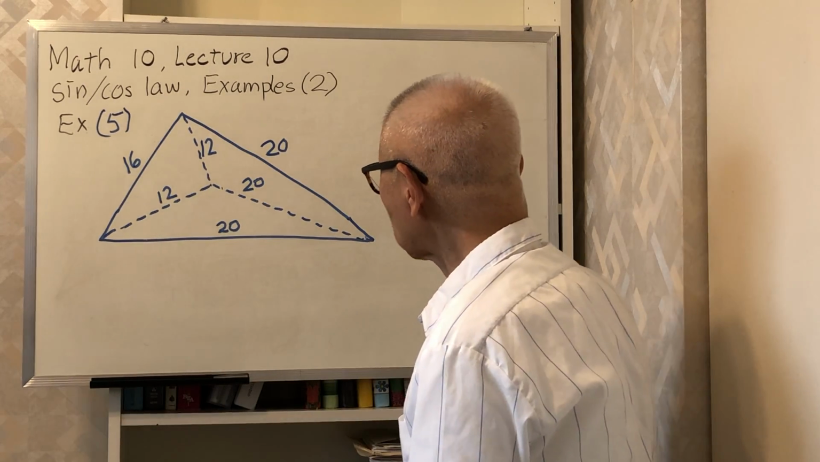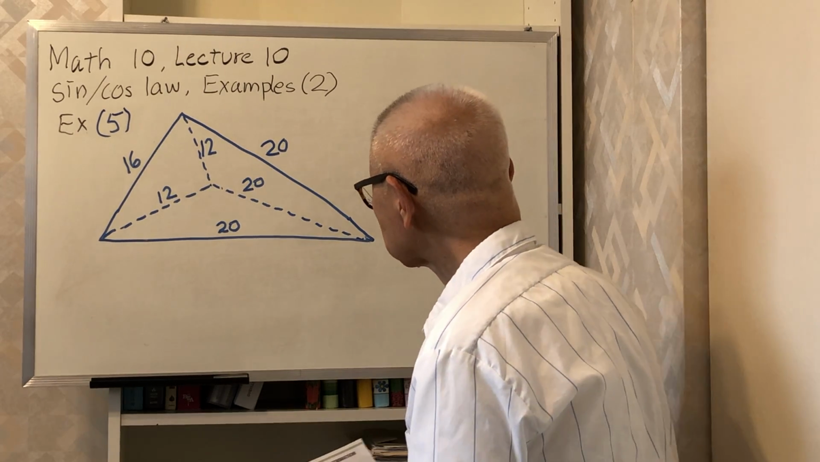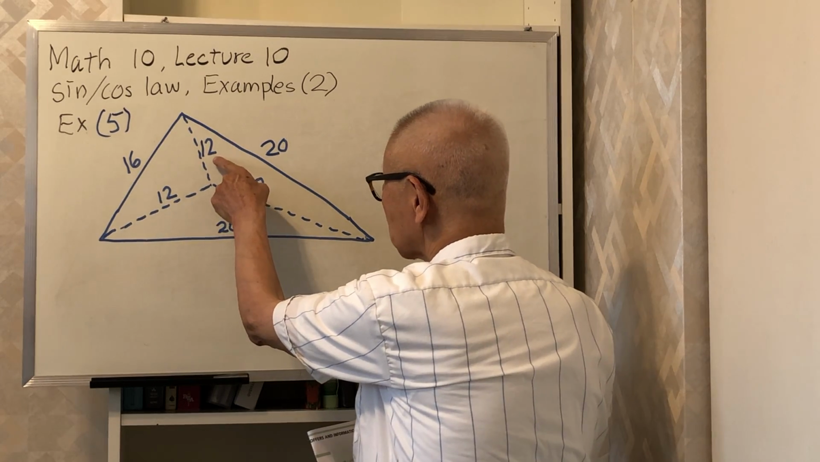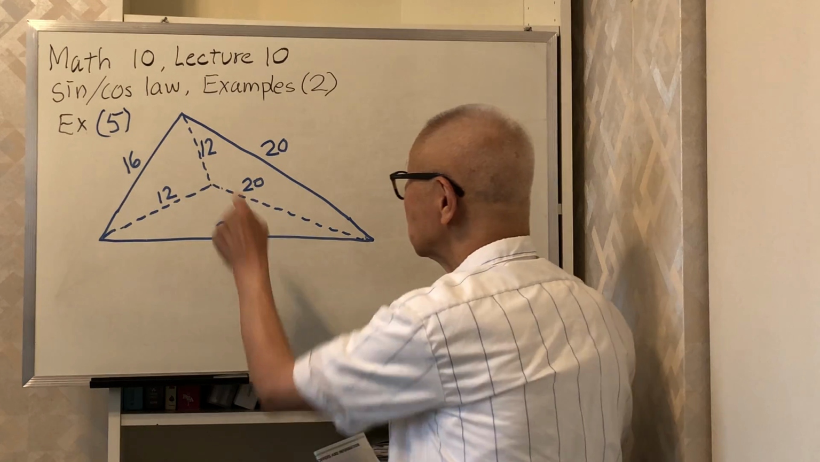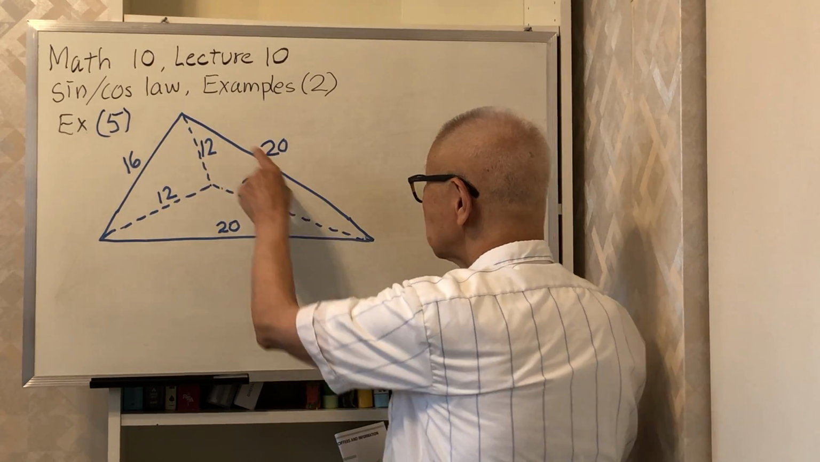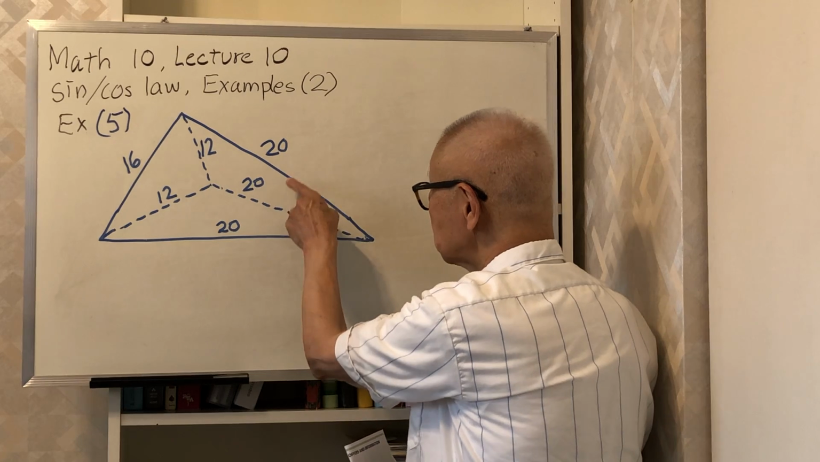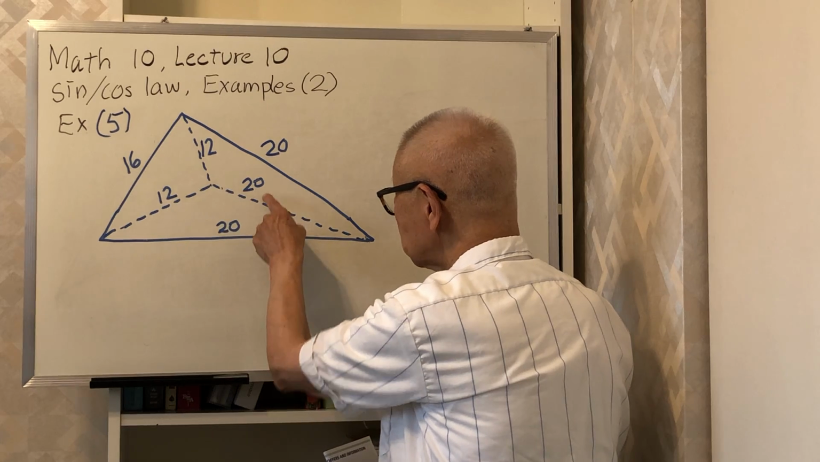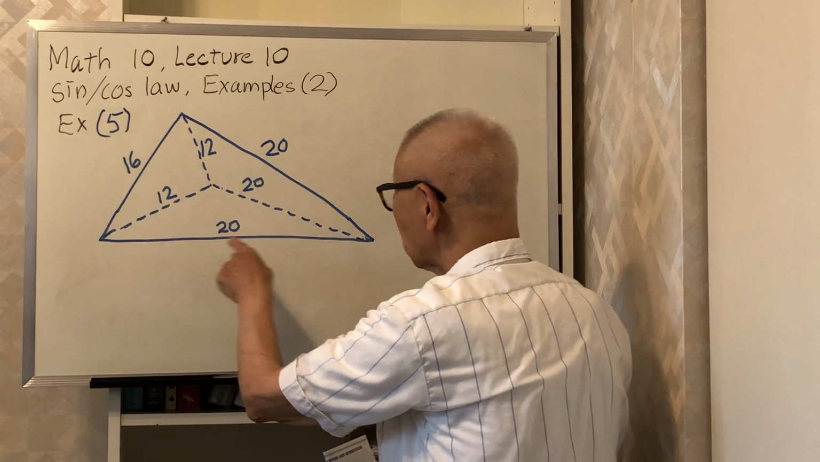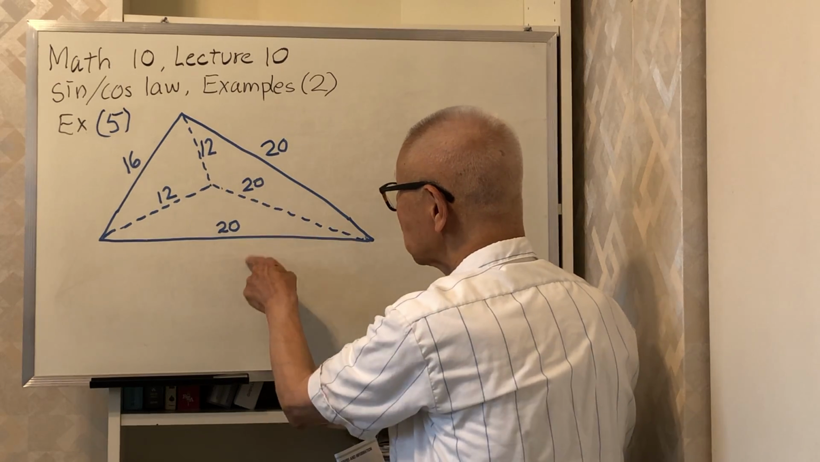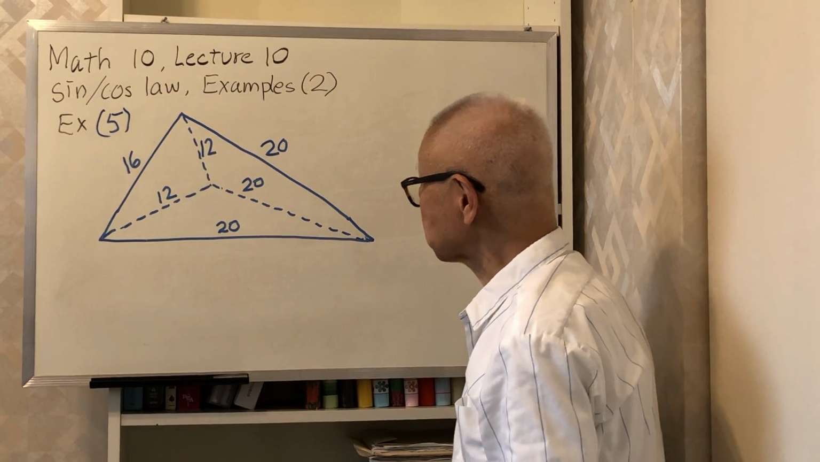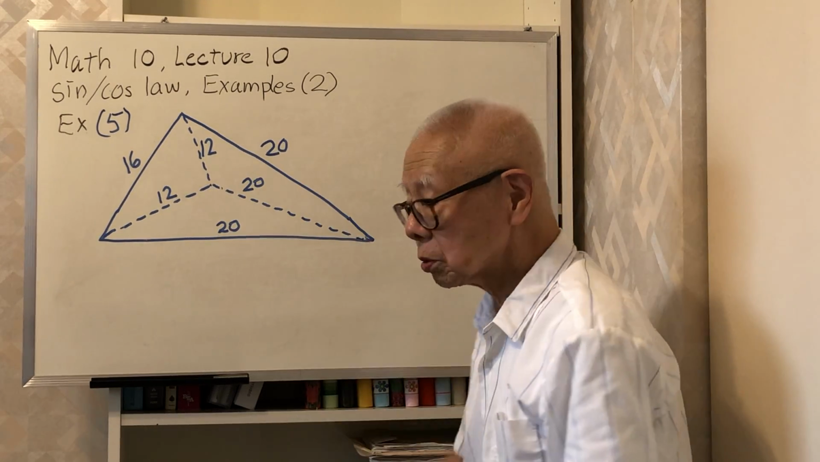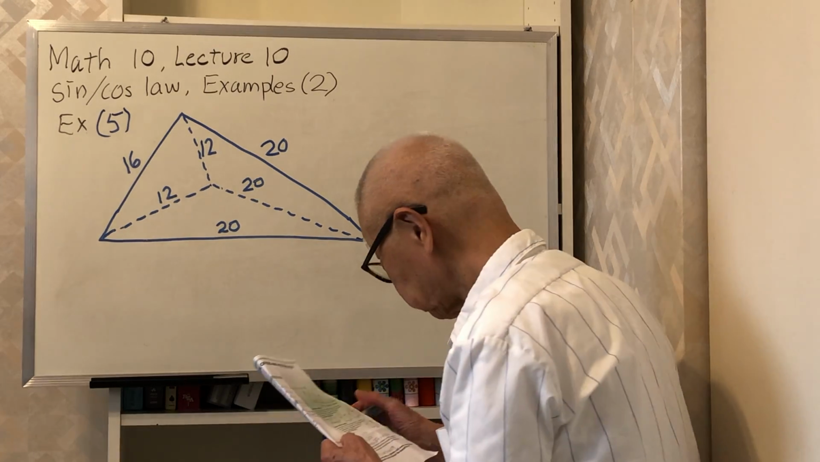So one thing special about this question is, in this triangle, it's isosceles because 12 and 12. In this triangle, again it is isosceles, 20, 20. In this triangle, it is isosceles, 20, 20. And in this big triangle, 20, 20. So all the triangles are isosceles. And how many triangles do you have? You have 4 isosceles triangles.